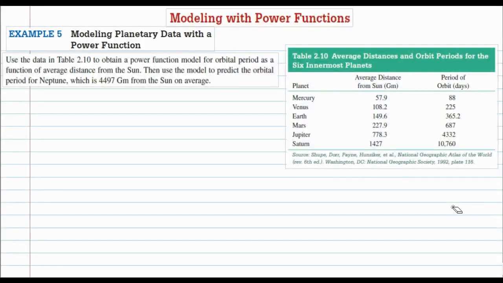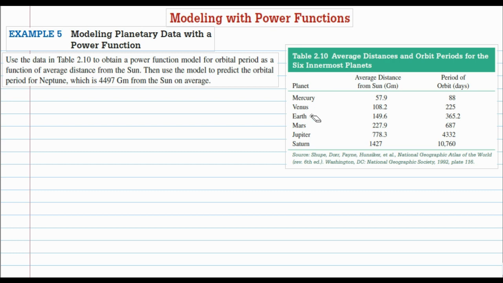This is the screencast for section 2.2, example 5, modeling with power functions. Modeling planetary data with a power function. So in other words, this is not going to be linear, this is not going to be a parabola, it is going to be a power function, y equals kx to the a power.